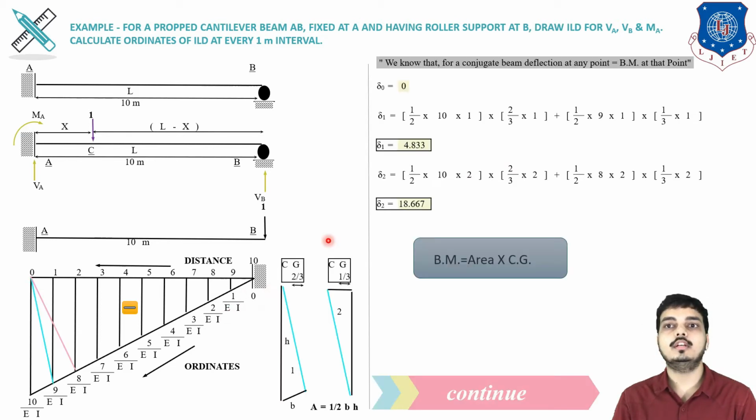Ahead, we need to find out deflection. Before that, we know that for a conjugate beam, deflection at any point is nothing but the bending moment at that point. So using this figure, we have to find out delta, meaning deflection. How many points are there? There are 10 points. We'll be starting from left to right. First point is point 0, then 1, 2 and so on up to 10. At point 0, on the left hand side, there is no bending moment. So delta 0 equals 0.